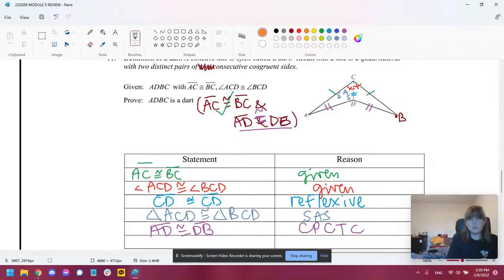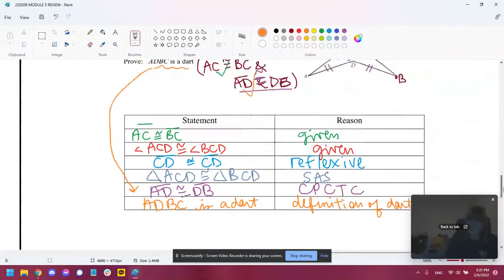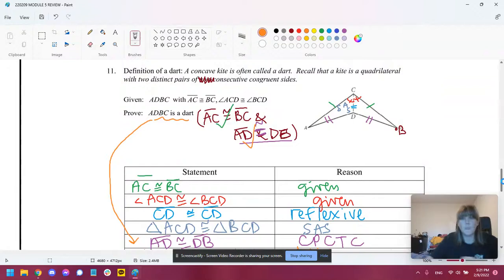And now, because I've checked off the two things that I needed for this definition, I get to write this. The thing I'm trying to prove in the very last thing is a dart. And we get to say that because we checked off the definition of dart. Nice. Whew, y'all, that's that for that.